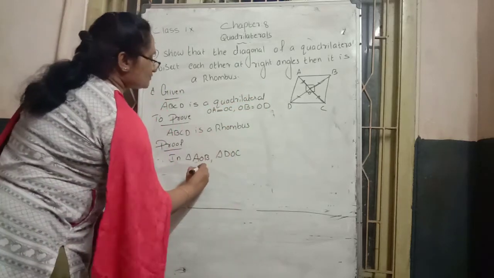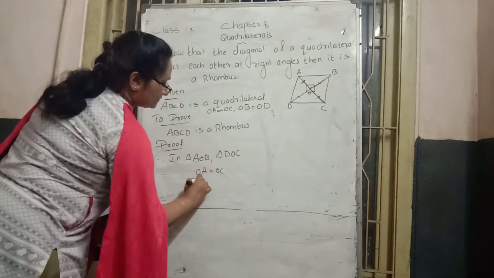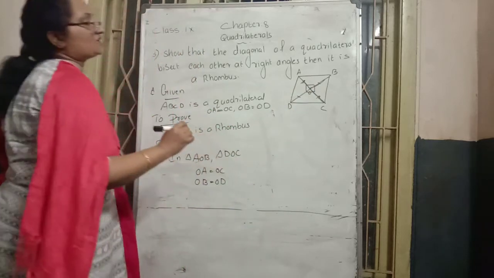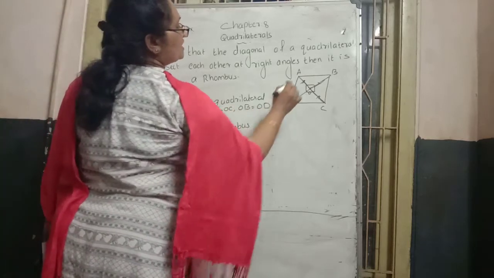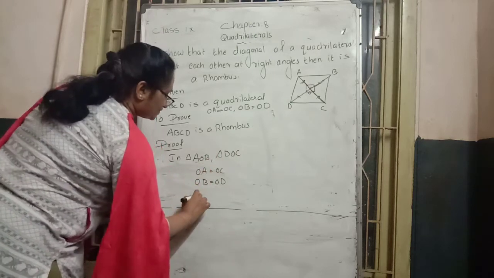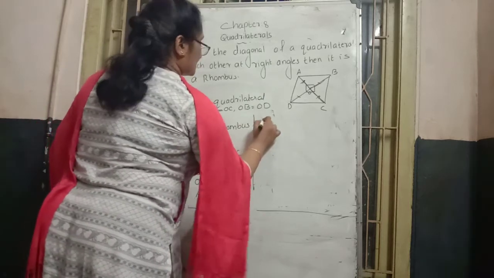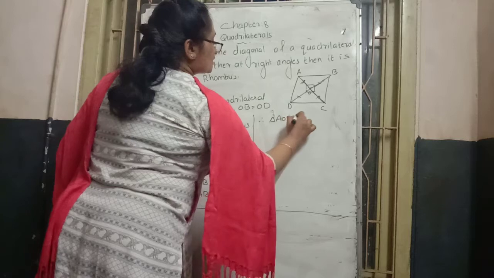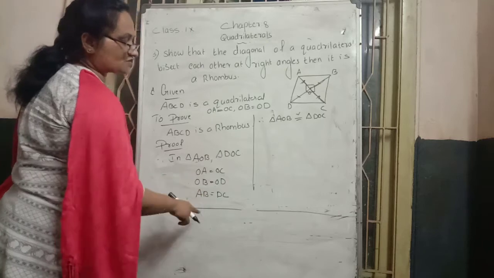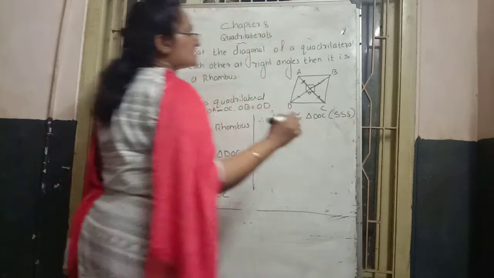We can write that OA of the first triangle and OC of the second triangle are equal. Next, OB of the first triangle and OD of the second triangle are equal. Next, what information can we say? AB, the third side, and DC, the third side of the triangle, are equal. AB side is equal to DC side. Therefore, our required triangle AOB is congruent to triangle DOC. By which property? All are related to sides, so they satisfy the SSS property.